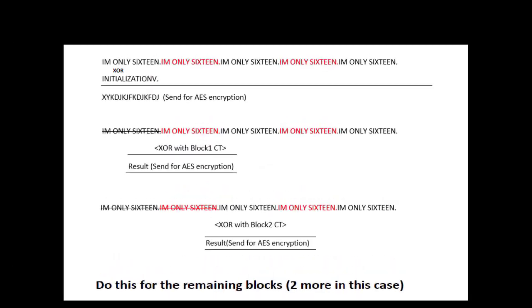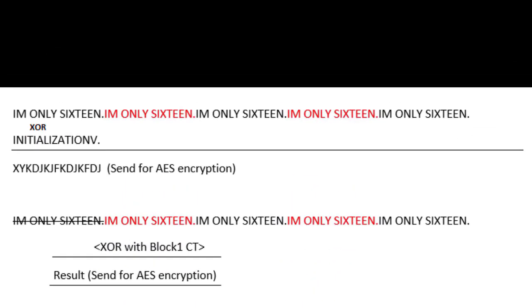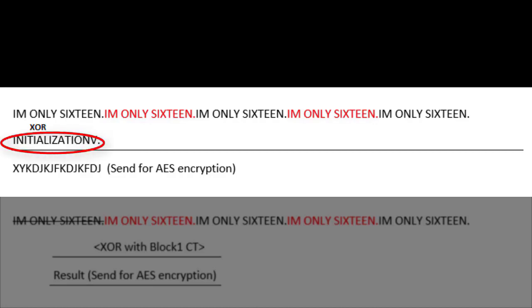What happens in CBC is you come up with something called the initialization vector, which is just a set of bytes, and it will be the same as the input block length. In our case, the IV will be a 16 byte value. What you do is you XOR the first block of plain text with the IV. When you do this, the first block of plain text gets mixed up. Then you send the result of this XOR operation for encryption.